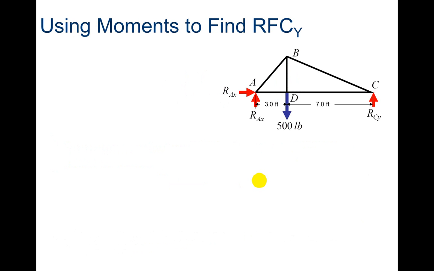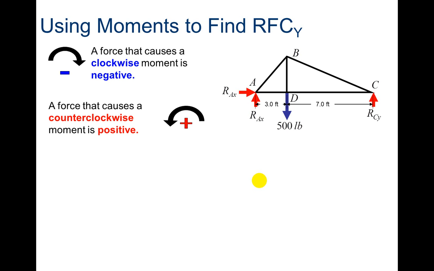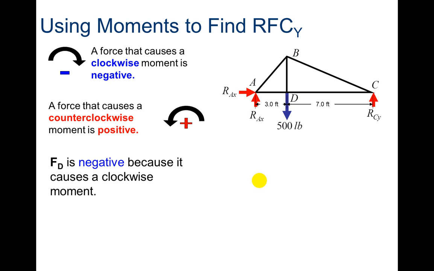Okay, so here is the truss that we're going to be working on. All right, and it's also talking about your moments here. A force that causes a clockwise moment is negative. A force that causes a counterclockwise moment is positive. All right, so if we look at these, we can decide which ones are causing the moments to be positive and which ones are going to be negative.